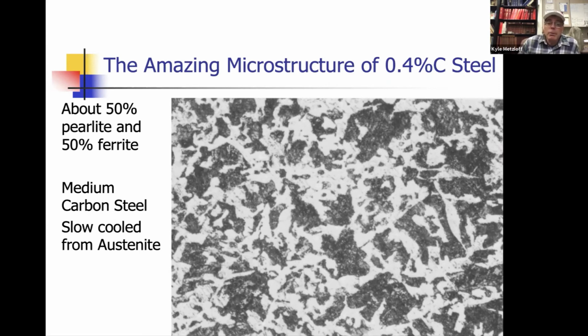You can see that we got a lot less light and a lot more dark, okay? So it's 50% perlite and 50% ferrite. This is a medium carbon steel. And again, this is slow cooled.